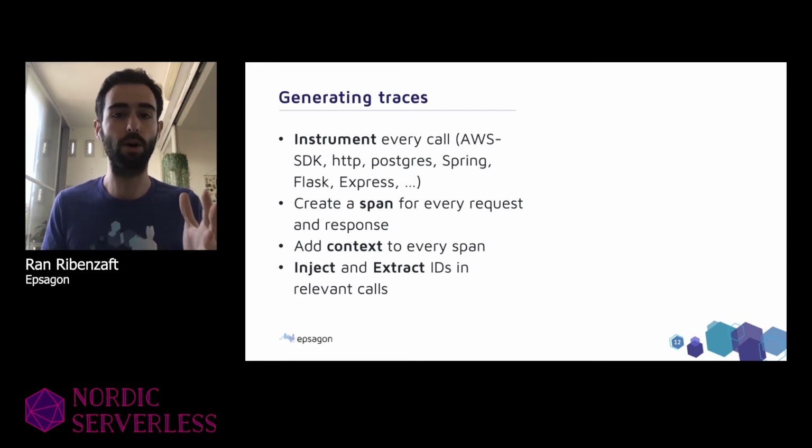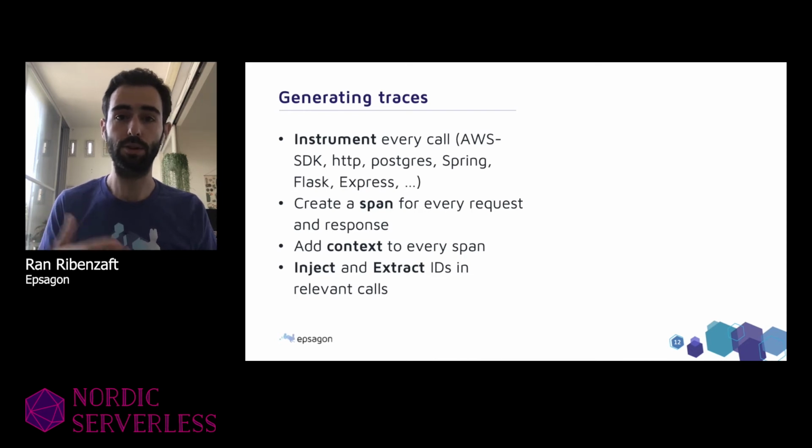I need to add some context to that span that will tell me what exactly I am doing. For example, if I'm calling an HTTP resource, what's the URL that I'm calling? What's in the payload or the status code that I'm getting in response? And also, in order to actually do distributed tracing, I need to inject and extract IDs in relevant calls. It means that if I'm calling an HTTP resource, which apparently is API Gateway, which triggers another Lambda function, I need to inject some correlation ID and extract it on the other end.